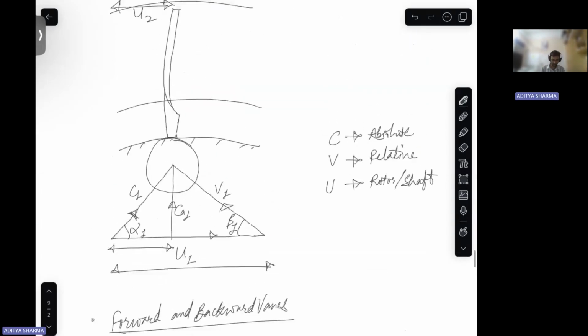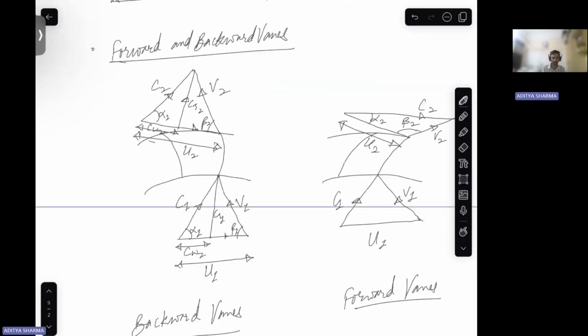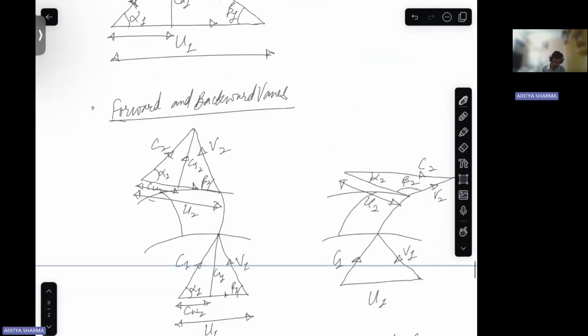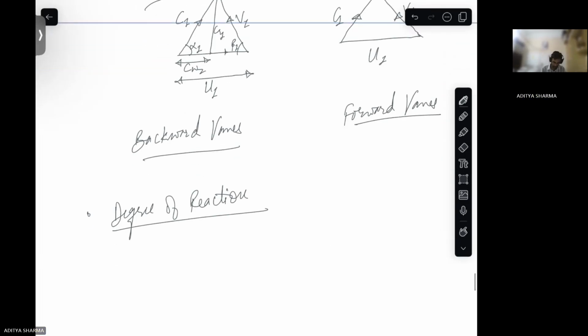So these are the velocity diagrams or velocity triangles. Then often degree of reaction is asked in the questions in the exams. So for a centrifugal compressor, degree of reaction is the enthalpy change in the impeller to the enthalpy change in the whole stage.